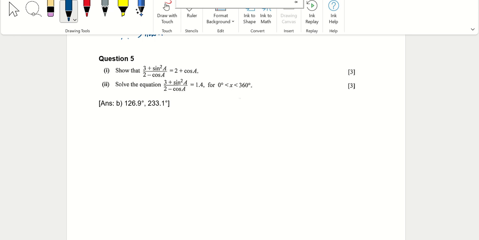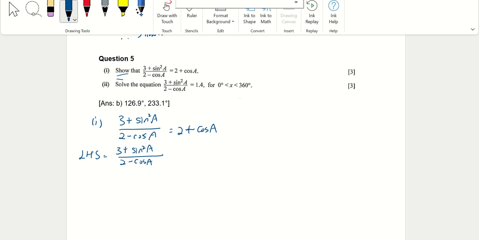Yeah, let's look at question 5. Show that (3 + sin²A)/(2 − cos A) equals 2 + cos A. We always work on the side which is the more complicated side. So in this case, it's the left-hand side. So we start from the left-hand side.